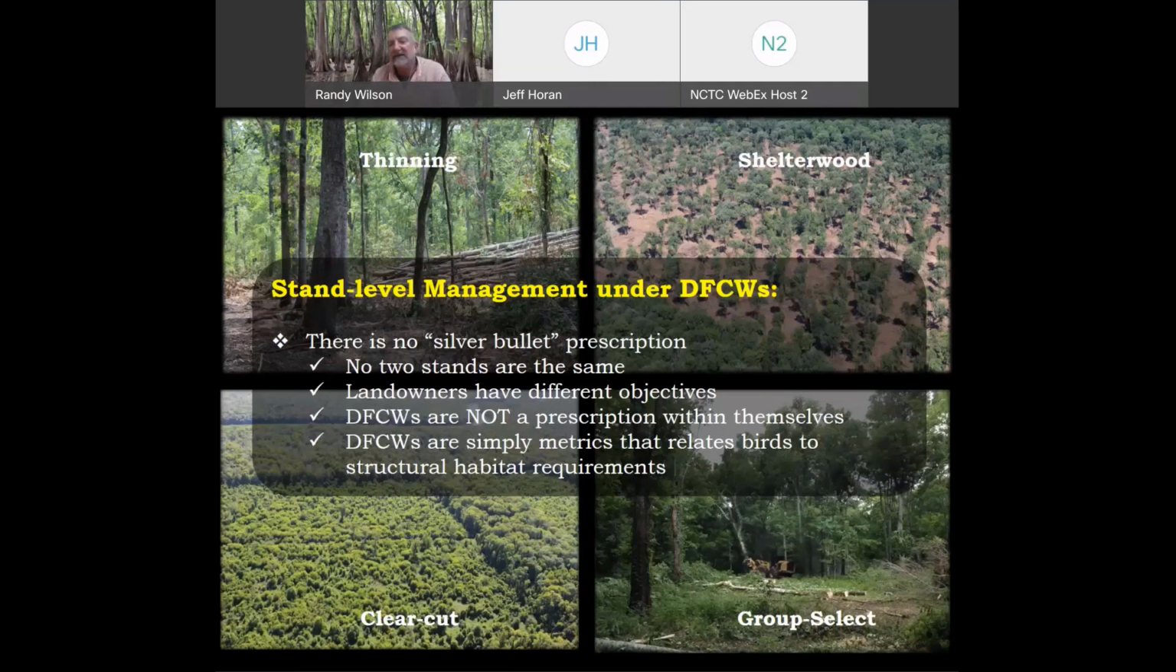So the desired conditions are not a prescription within themselves. That was also one of those misnomers early on. People thought we were writing a prescription for them. No, you as the forester, it's still up to you to draft the prescription. What we're doing is trying to set the tone, paint you a picture of what we desire. And here's some structural metrics that will benefit priority species. Now you figure out how to get there. And I'll talk about that on the next slide. And so those are basically just the metrics that relate birds to their structural habitat characteristics.